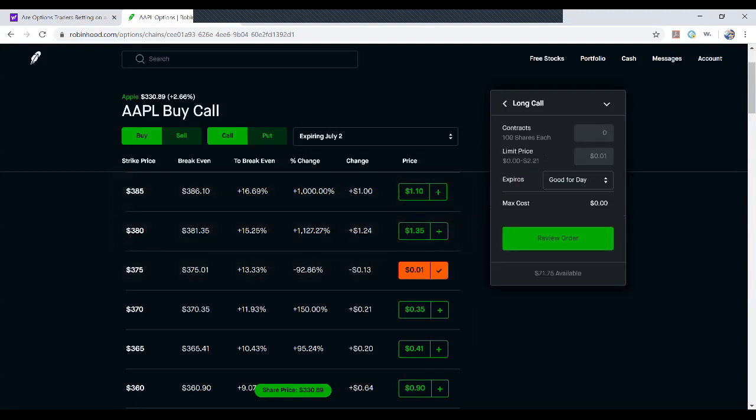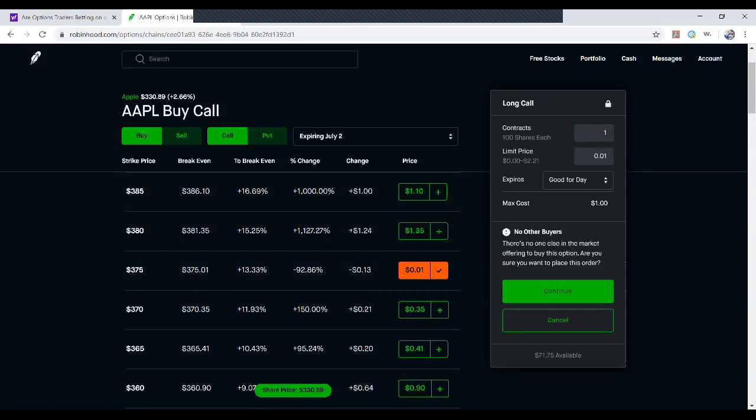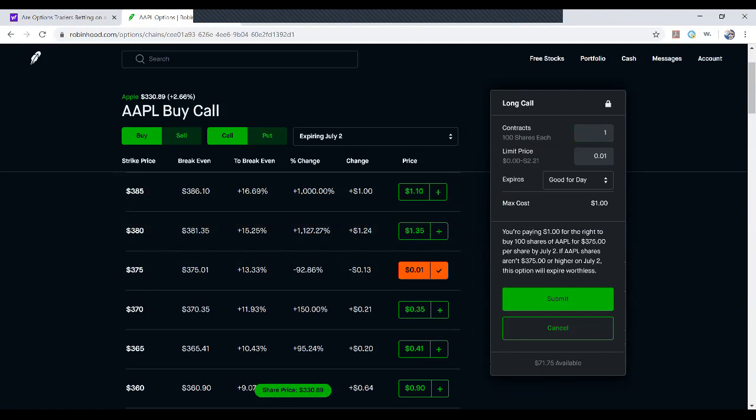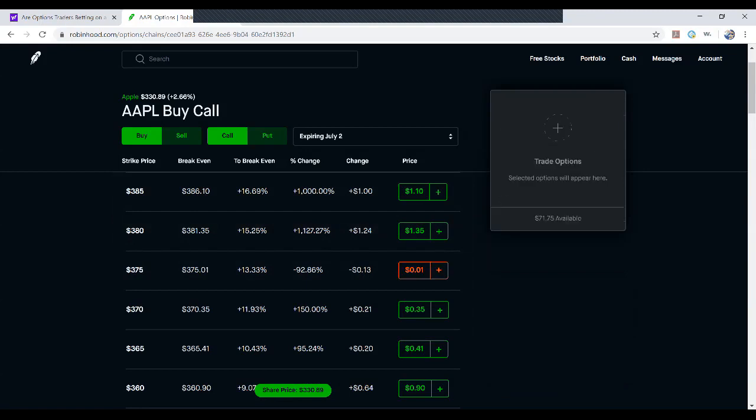Let's say I want to buy it at 0.01, I want one contract. Review order says no one's in the market to buy this option. I hit continue. I don't know why it's not doing it. Submit. All right. Usually it doesn't let you buy it. It says it'll trade in 5 cent increments. It's just because the market is closed. It's not actually submitting the order. So let's head back over to the PowerPoint.